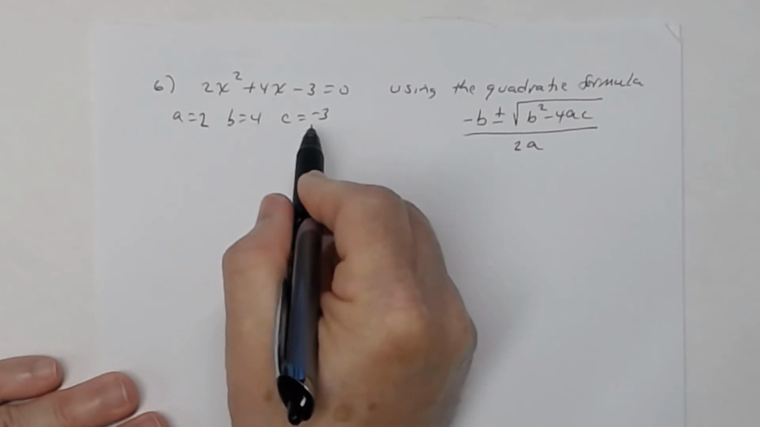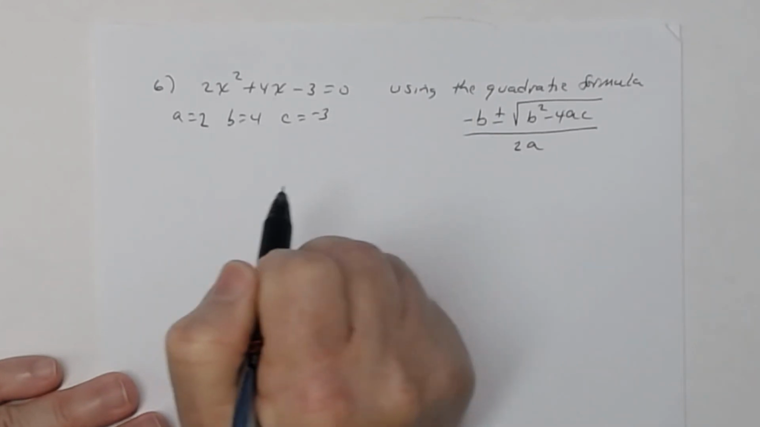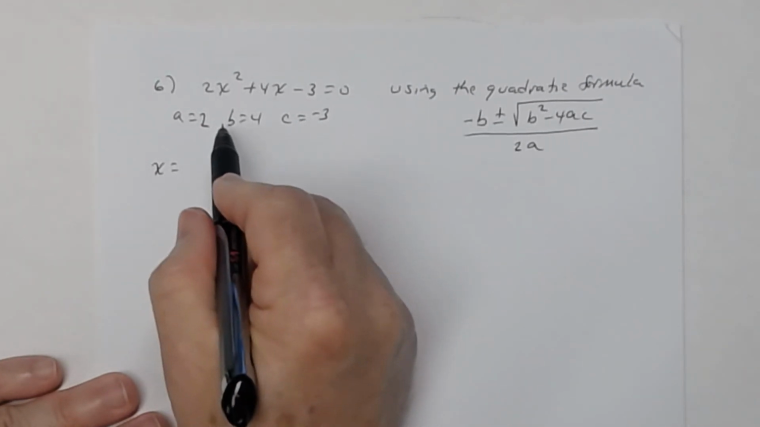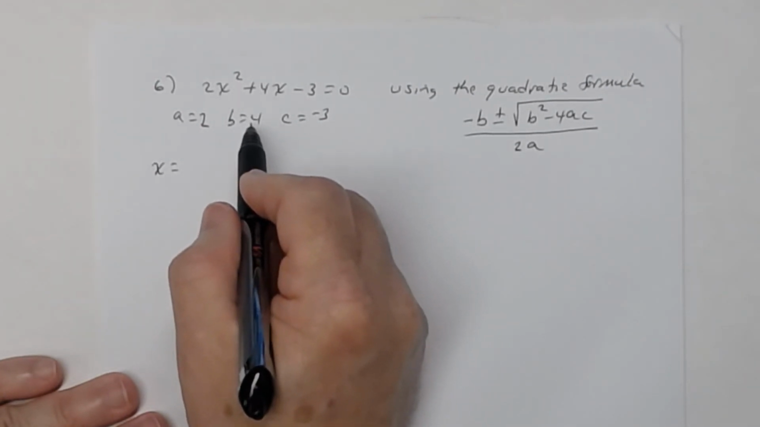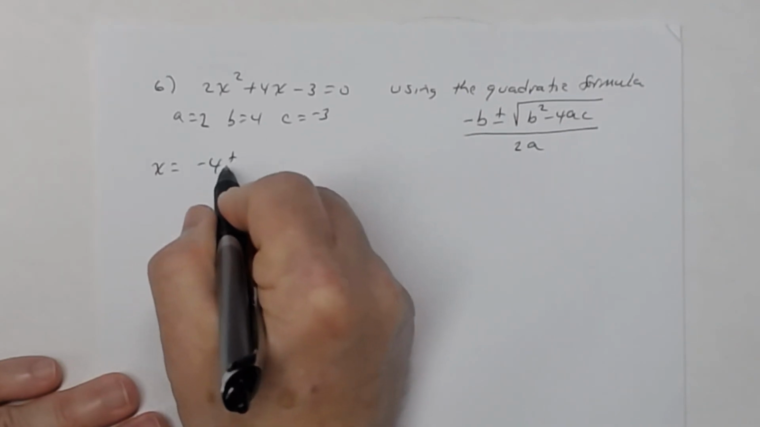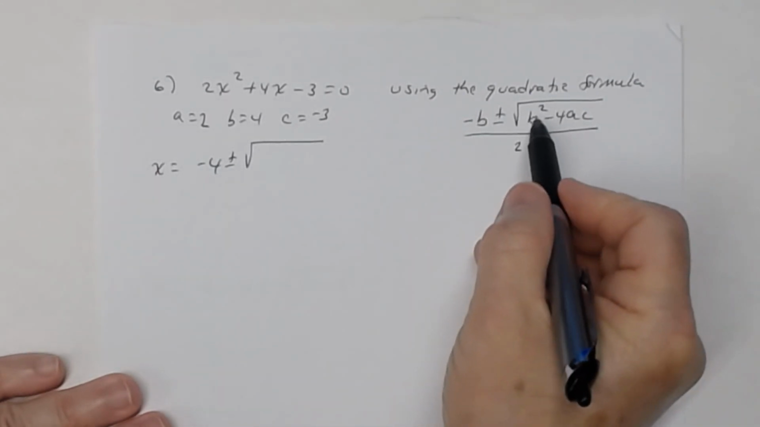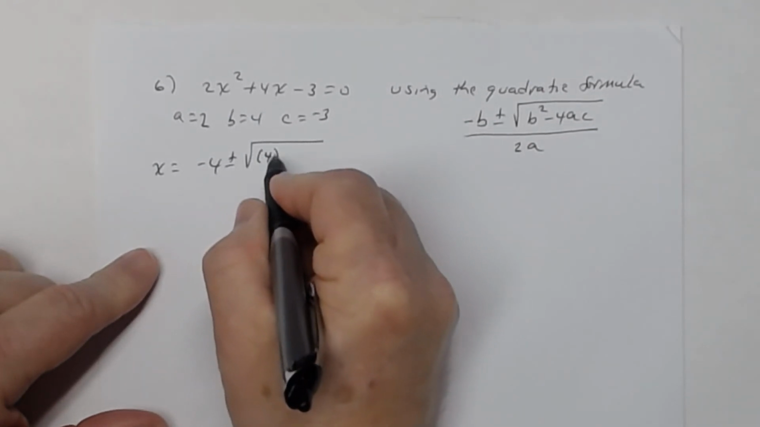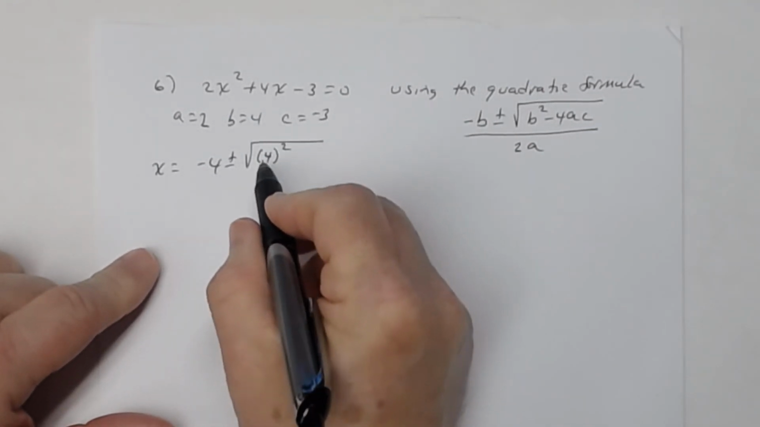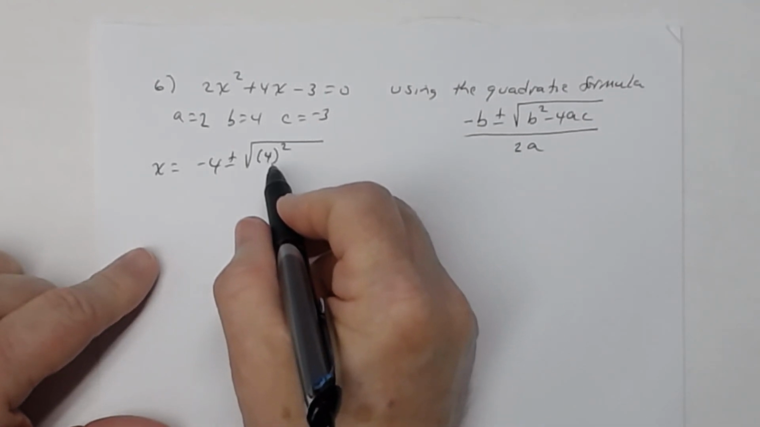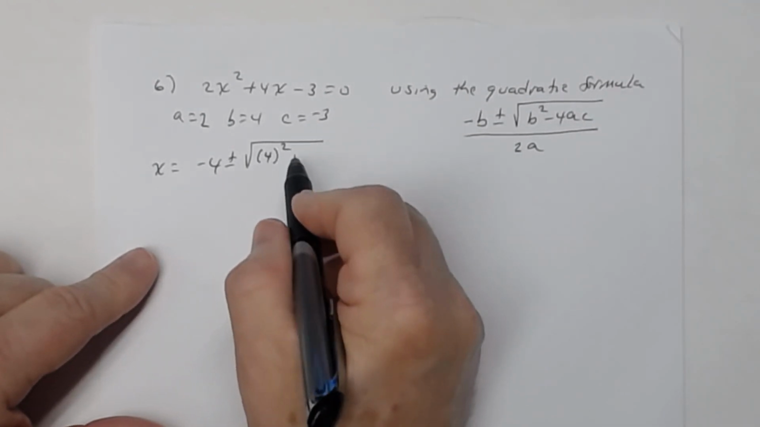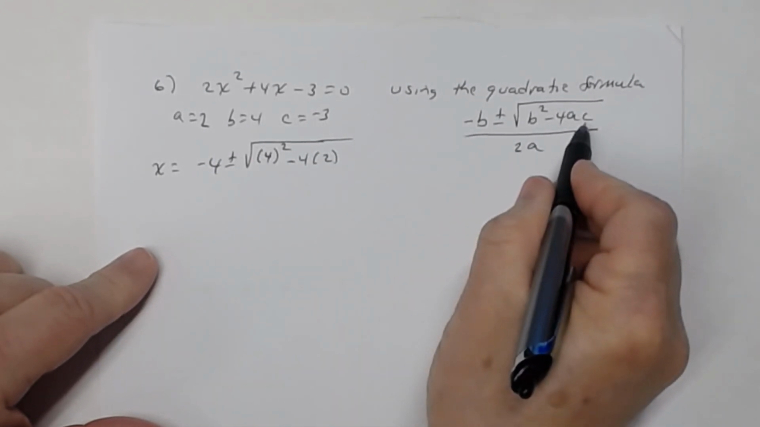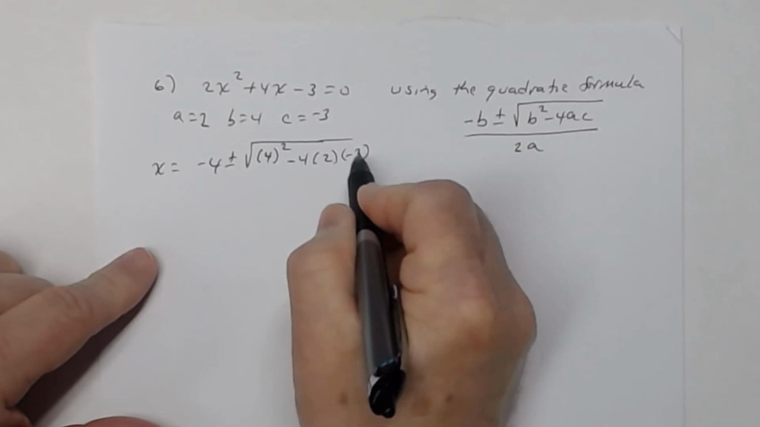And now we're going to take all these values for a, b, and c, and substitute into the formula. So I get x equals, remember this says the opposite of b. Well, b is a positive 4, so the opposite of a positive 4 is a negative 4, plus or minus the square root of b squared. So I'm going to take b, put that in parentheses, and I'm going to square it. Now remember, b squared should never be negative. It should always be either positive or 0. Minus 4 times a, which is 2, times c, which is a negative 3.